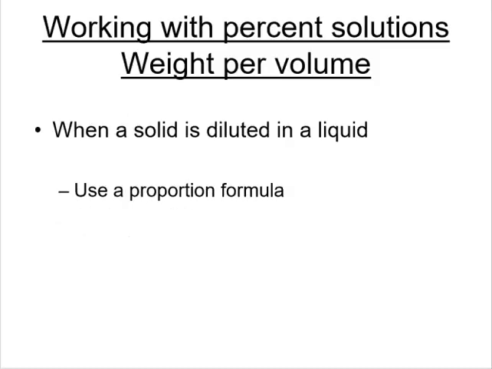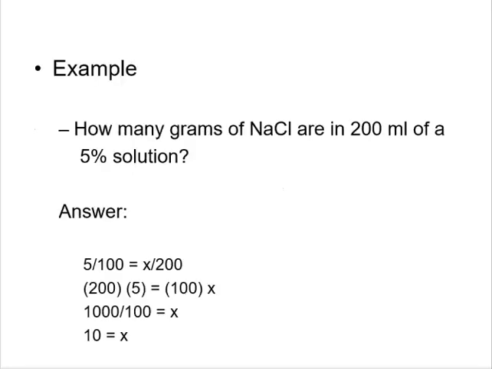Next, we could be working with percent solutions. This is weight per volume, and this is when a solid is diluted in a liquid, and you need to use a proportion formula. So let's look at an example of what one of these would look like. The example is how many grams of NaCl are in 200 milliliters of a 5% solution. It gives you the answer there, but let's draw it out.